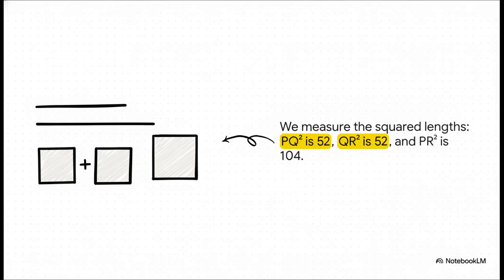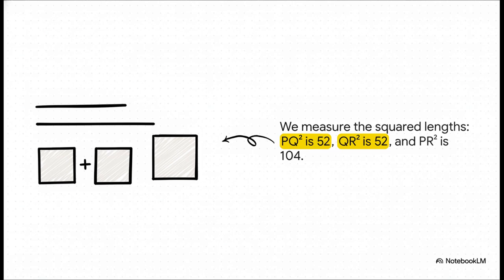Now we're going to measure the squared lengths of each side. This just helps us avoid dealing with a bunch of messy square roots. So the squared length of side PQ is 52. The squared length of QR is also 52. And the hypotenuse, that's the side opposite the right angle, PR squared is 104.